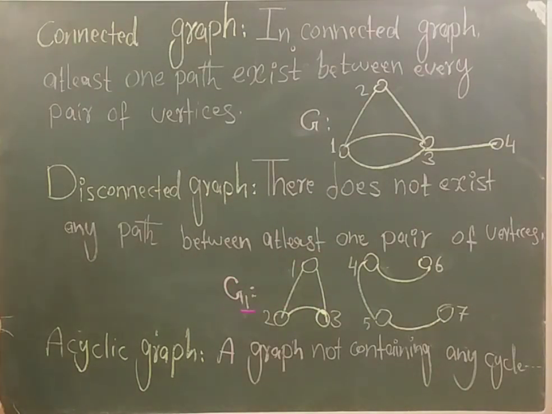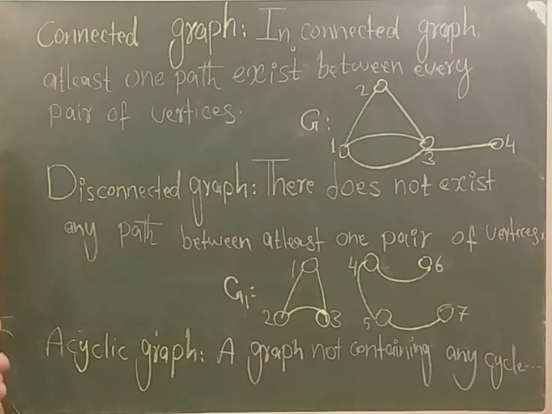This graph G1 is a disconnected graph because if I consider vertex number 1 and vertex number 5, we don't have any path between them. They are not connected. This graph has two components that are not connected to each other. These types of graphs we call disconnected graphs.